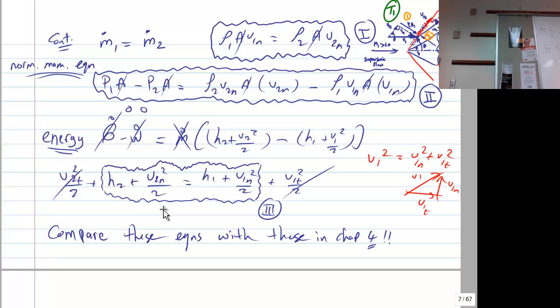Do we know the angles? Yeah, let's say we have the angle, we have the delta, we have the theta, and we have M1. I just want to get M2. And this is your clue. Those equations look almost like the equation in chapter 4, except V1 normal is replaced by V1.